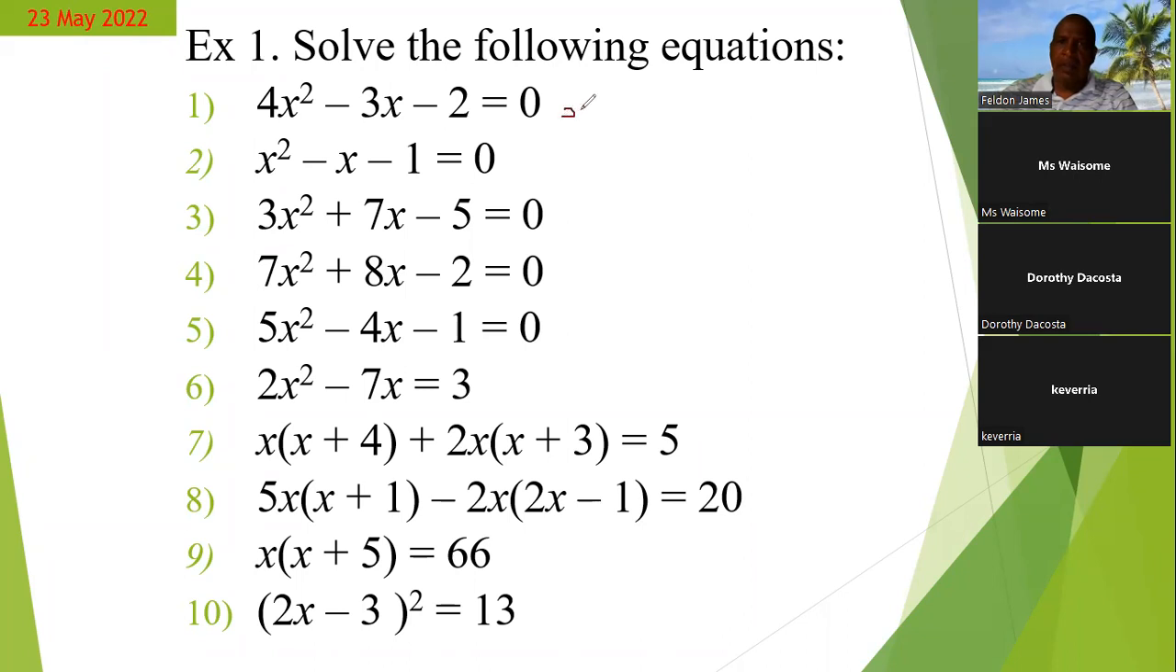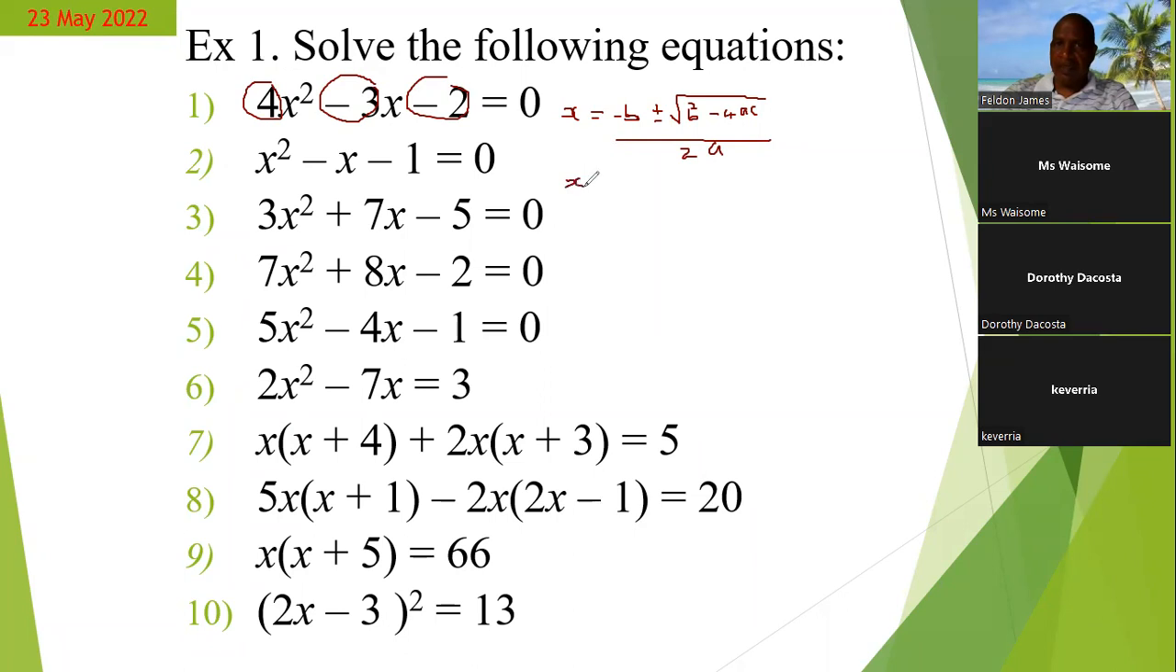All right, so the formula would be x equal to minus b plus or minus the square root of b squared minus 4ac, all over, everything over 2a. So based on this, we know a is equal to 4, b equal to minus 3, and c equal to minus 2.